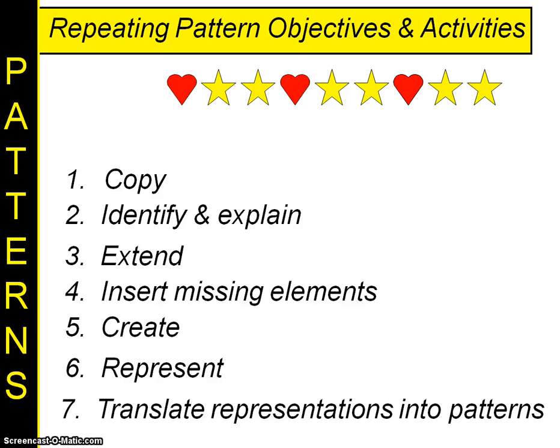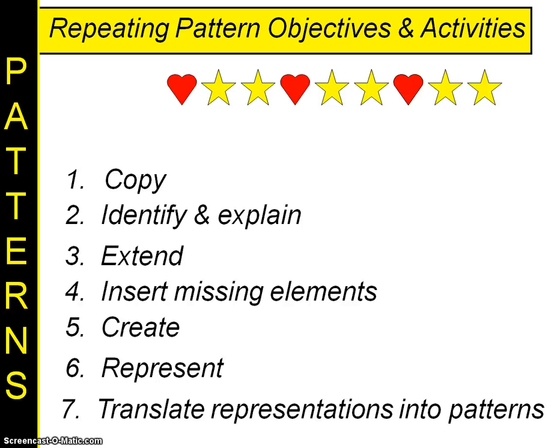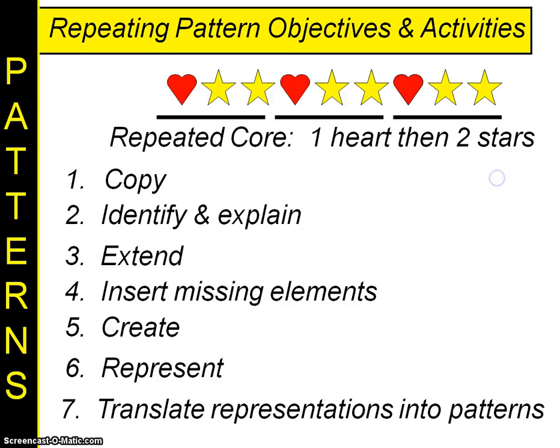Now, as you deal with repeating patterns, there's a series of 7 objectives or activities that typically children do. These are sequenced from easiest to hardest. The first one involves just copying a pattern. The next involves looking at the pattern, identifying, and explaining it. In this instance, there's 1 heart and 2 stars that make up the core, and that core is repeated again and again.